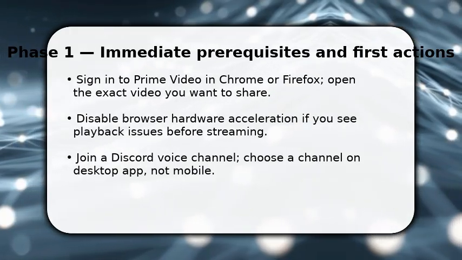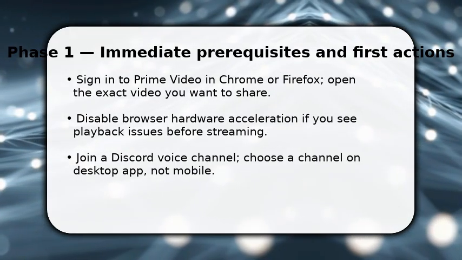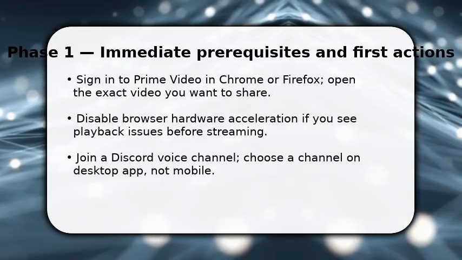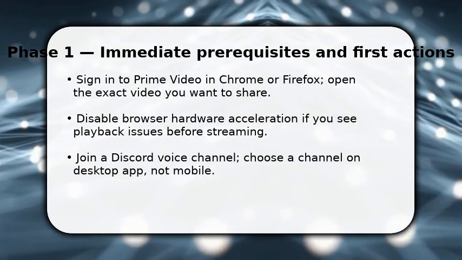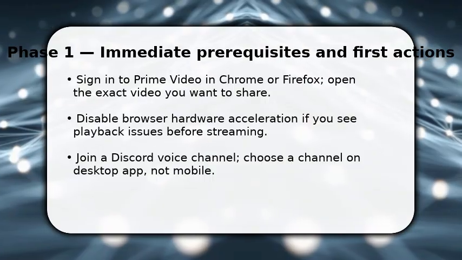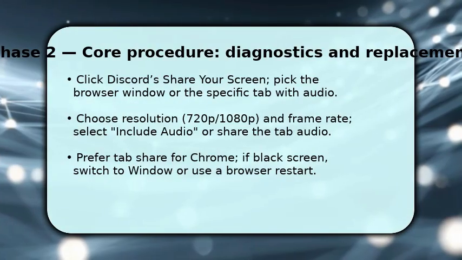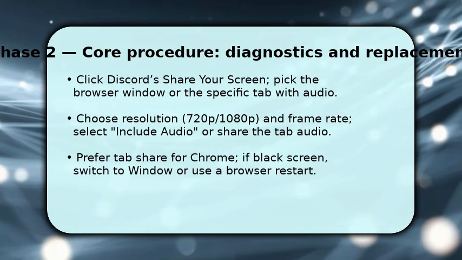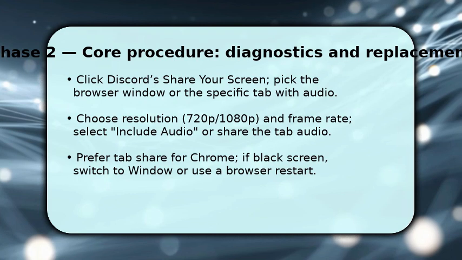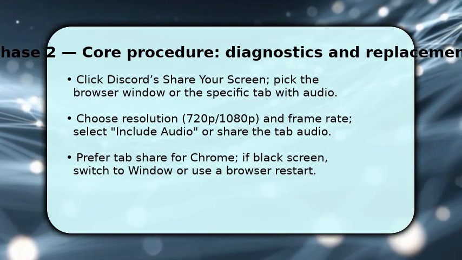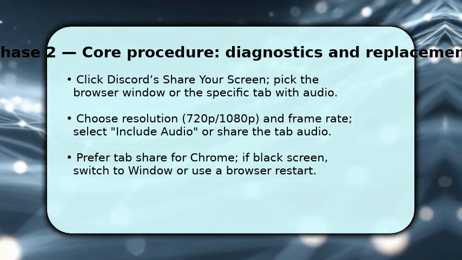Now, position the browser window so you can select it. This first step gets the source ready and prevents DRM or acceleration problems before you try to stream. You now click Share Your Screen and pick the browser window or the specific tab that has Prime Video. Choose the tab when available because it can carry audio cleanly.